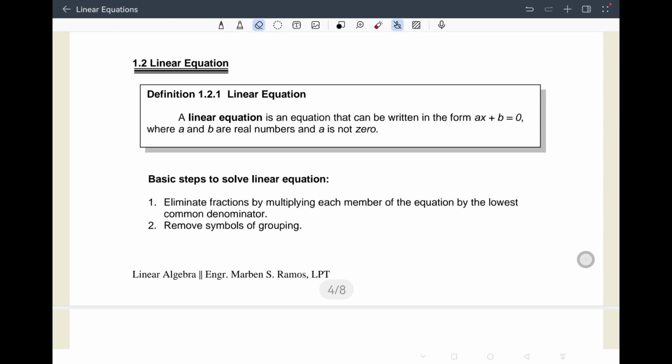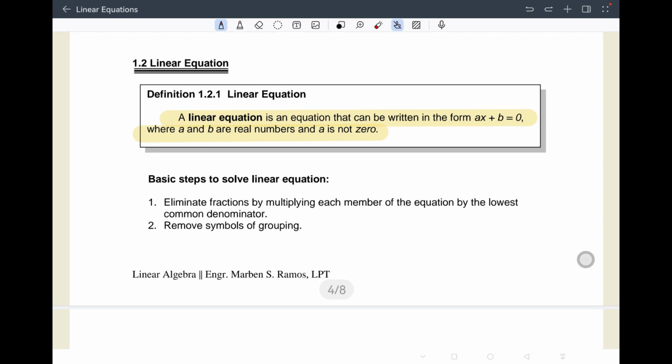What is a linear equation? A linear equation is an equation that can be written in the form ax plus b equals 0, where a and b are real numbers and a should not be 0. Kasi kung magiging 0 ang a, mawawala na rin yung variable. Tulad dito, in the form ax plus b, kung ang a natin ay 0, wala na rin yung x. So, this will not be an equation. And a and b are both real numbers.